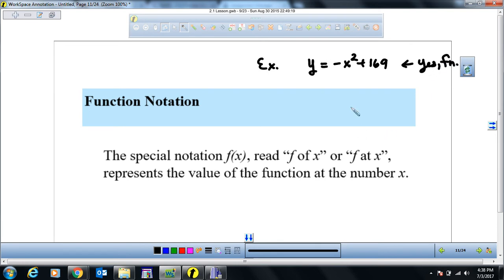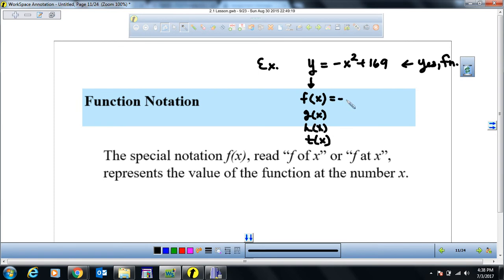So what does that mean? We can rewrite it using function notation. The y can be transcribed using the notation f of x. That means the function f with respect to the variable x. Now we don't have to call it function f. It can be called differently. We can also call it g of x, or h of x, or t of x. This is just the name of the function.